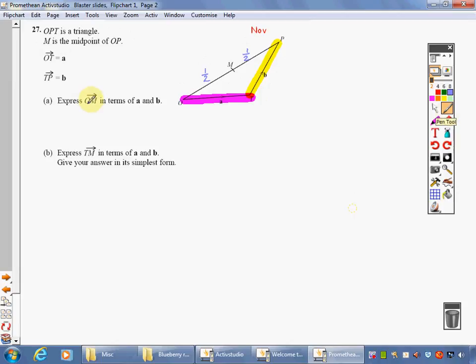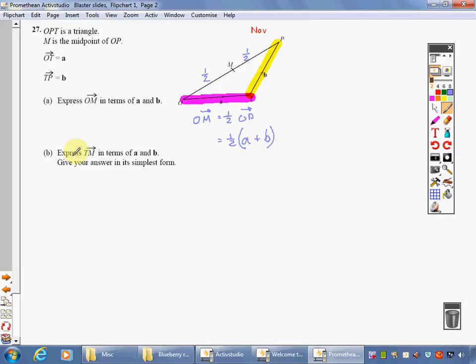Okay, I want to express O to M in terms of A and B. I've got to get from O to M. I know that O to M is half of O to P. I know what O to P is. O to P is A and then B. Half of all of that. So that's my answer, half A plus B.